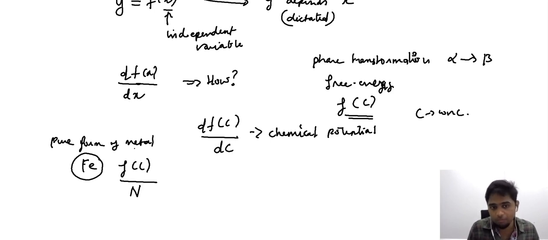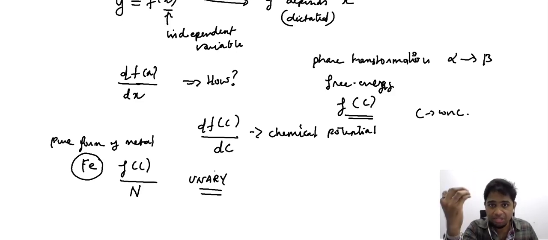Now, let us take a pure form of the metal, and in this case we have a free energy that depends on the concentration only by virtue of the size of the system. So when I say I am increasing the concentration, what I am essentially doing is increasing the amount of Fe atoms, and so I am increasing the size of the system. Such a system is called a unary system. In such a system, the role played by the independent variable in influencing the dependent variable of free energy is quite unique.